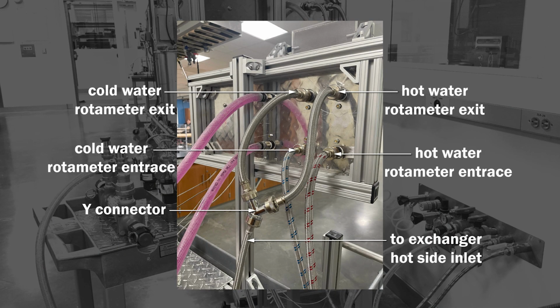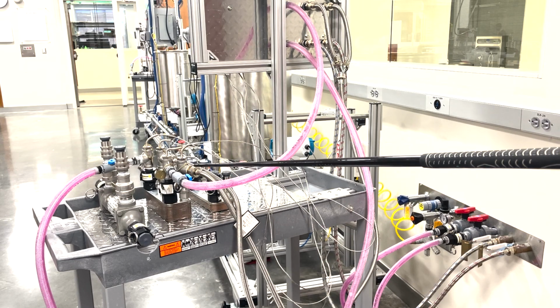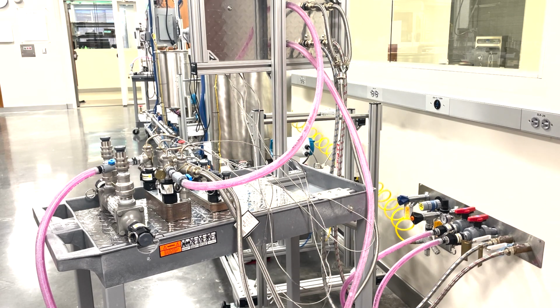This can be confusing to students. The hot stream in the exchanger is a combination of building hot and cold water. This allows you to use the rotometers to combine the streams in different proportions to get different inlet temperatures for the hot side. The hot side outlet stream exits to the floor drain.